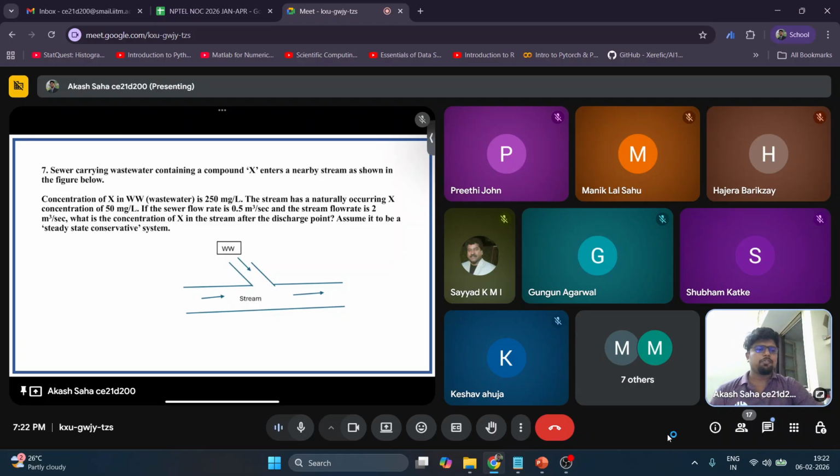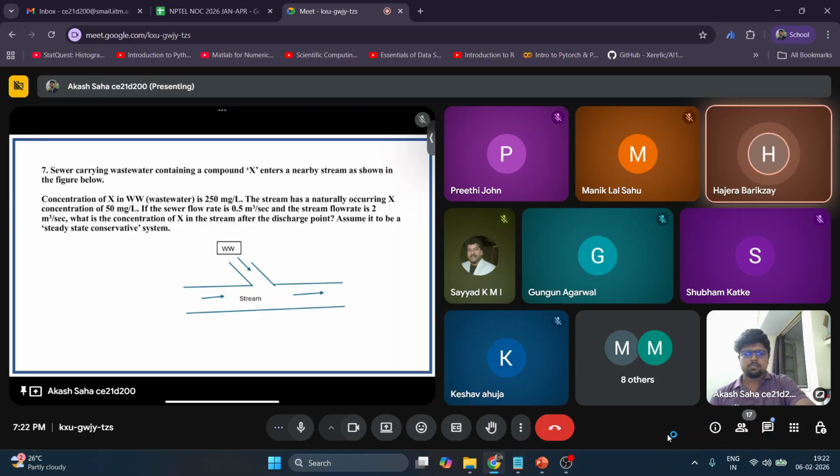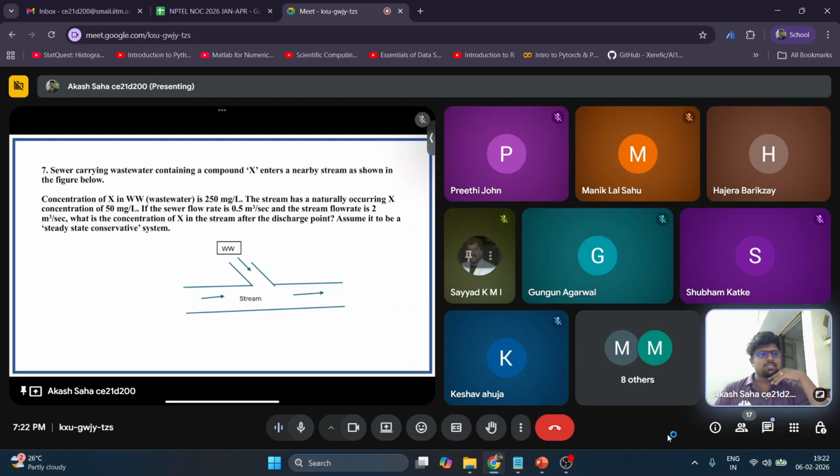So what concept we have to apply here? Any idea? What is the concept that we have to apply here? There is the formula like Q in C in equals Q out C out. Yes, so what is that concept? Is it mass balance? Yeah, it is mass balance. It is nothing but mass balance.